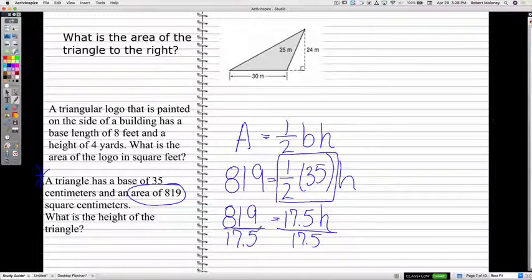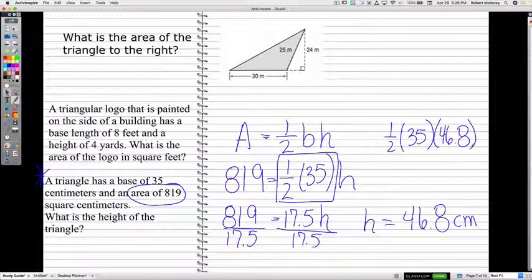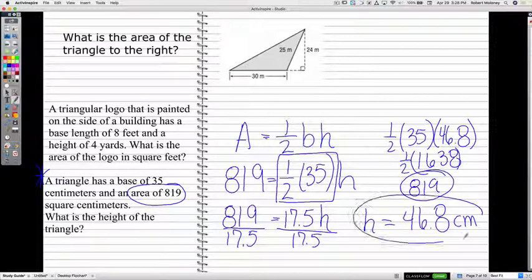So when I get that, the height must be 46.8 centimeters. And I can always test this by coming back into the problem to check my work. 1/2 of 35 times 46.8. Let's test that. 35 times 46.8, I get 1,638. Then I multiply that by 1/2 to get a total answer of 819. That's what I started with, so this answer has to be correct.